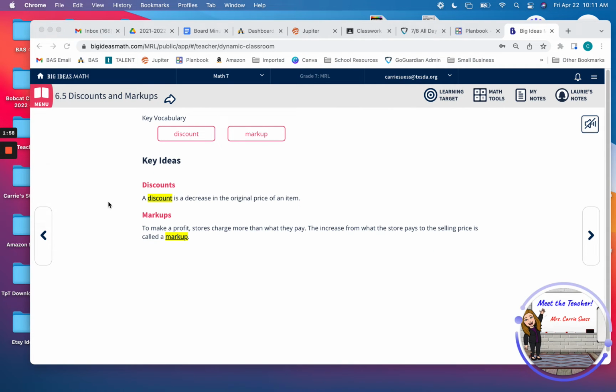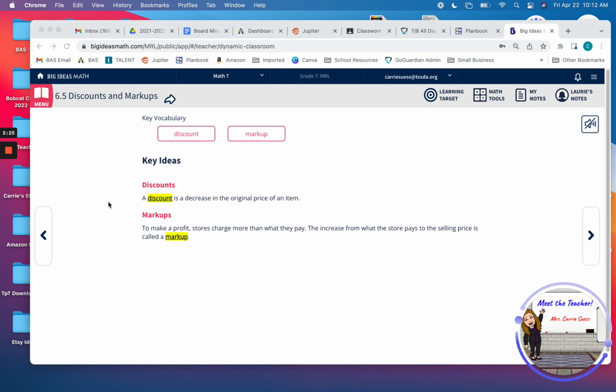All right, so we're going to talk about discount and markup. I briefly discussed it in our last lesson. What is a discount? Joaquin? It's when you decrease the original price. Of an item, right. So in the stores, a discount is the price used to be $20, now it's $15. That's a discount. Markup is a, Ricky? Increase from what the store pays to the selling price.